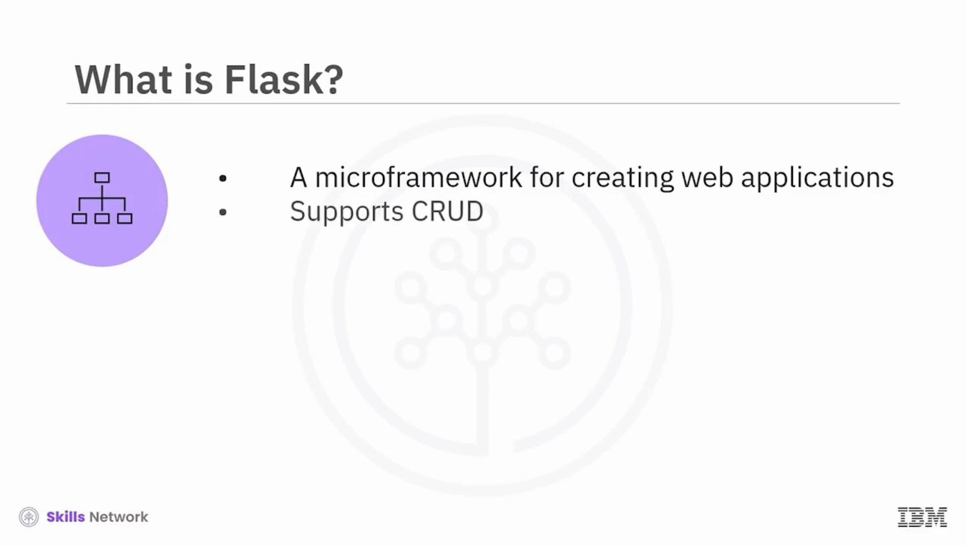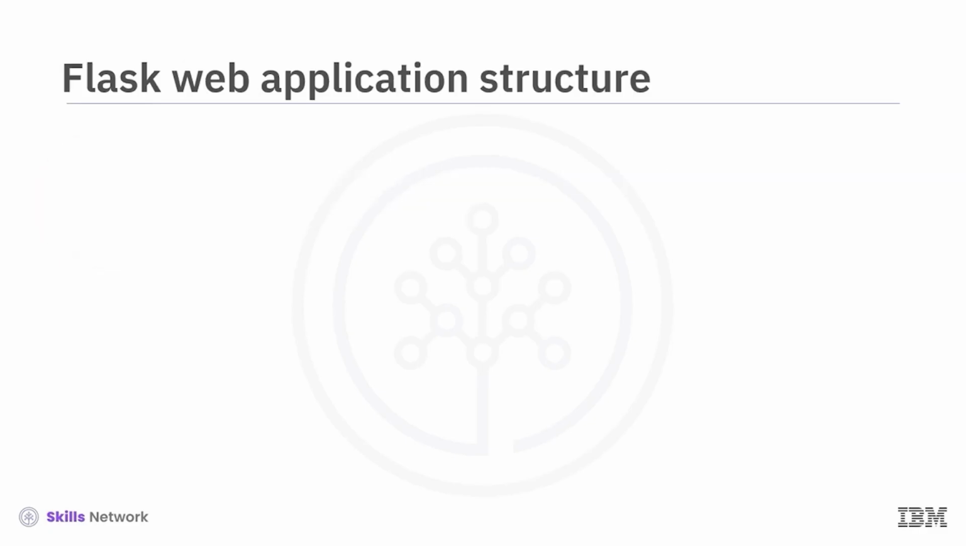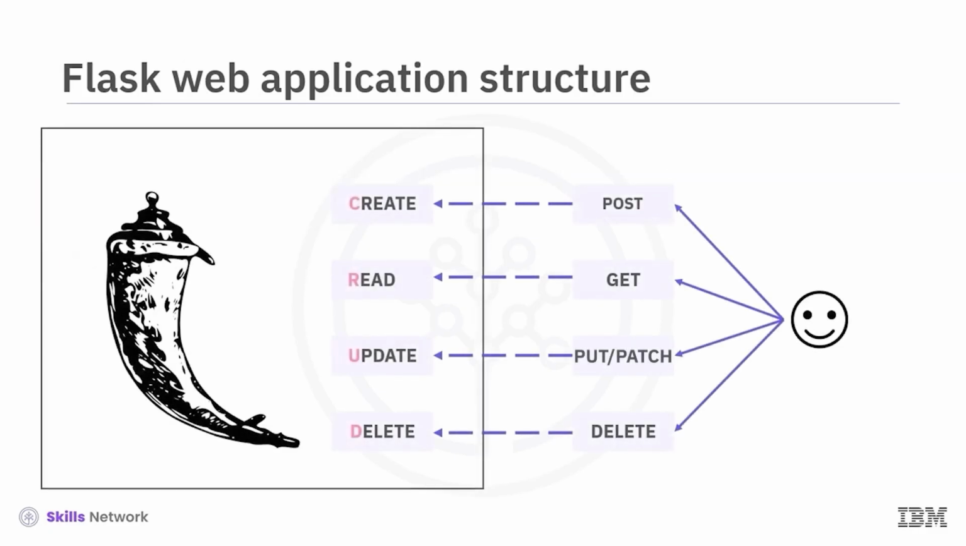Flask supports CRUD, which is nothing but create, read, update, and delete requests by making post, put, get, patch, and delete requests. Here is the basic structure of a Flask application. Notice the logo of the Flask package. Let's look at how you can use Flask for CRUD operations.